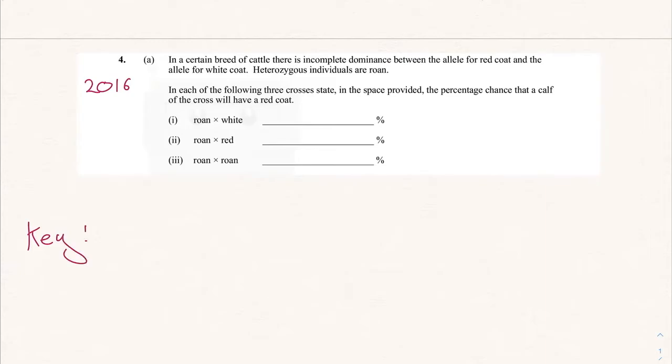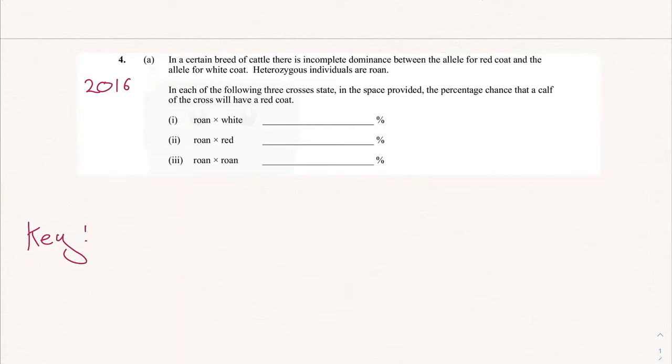Now, as soon as I see roan cattle, okay, same as those snapdragons, I'm thinking incomplete dominance. And it's no different in this case here. Okay. So, in a certain breed of cattle, there is incomplete dominance between the allele for red coat and the allele for white coat. And the resulting heterozygous ones are going to be roan. And in each of the following 3 crosses, state in the space beside it the percentage chance that a calf will have a red coat. So, let's have a look at it.